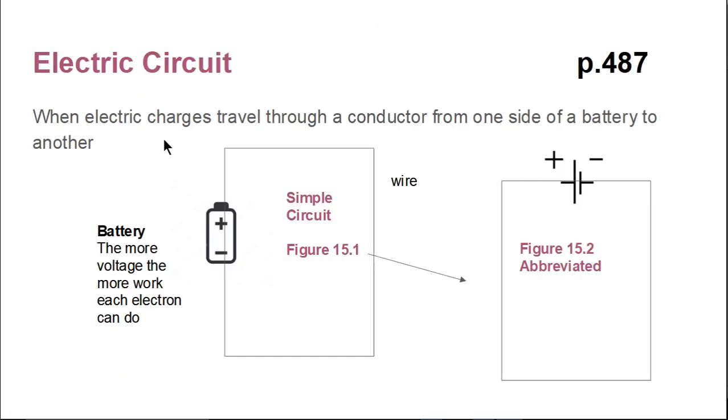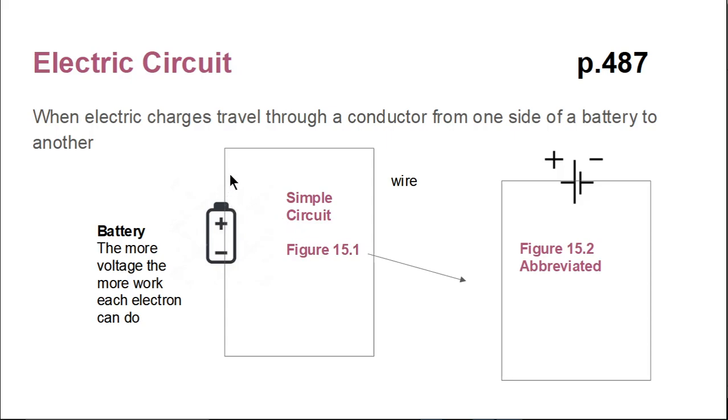So here you go. More about electrical circuits. On page 487, I want you to notice that a battery can be represented with this picture right here. The longer line represents the positive side of your battery, and the shorter line is going to be your negative side of the battery. Pay attention because you're going to have to draw stuff like this. From now on, a battery is represented with this picture right here.